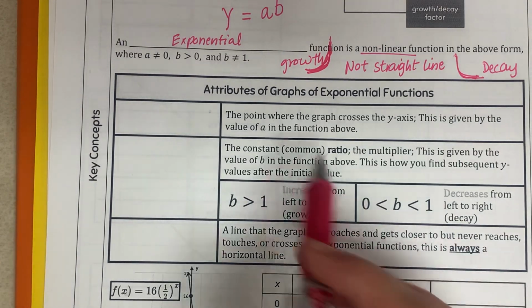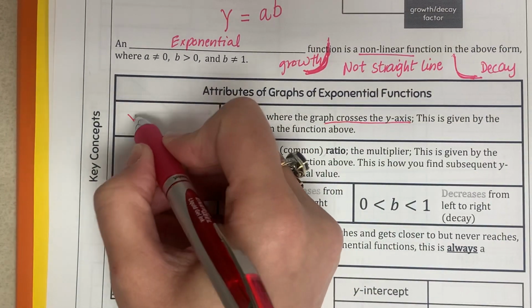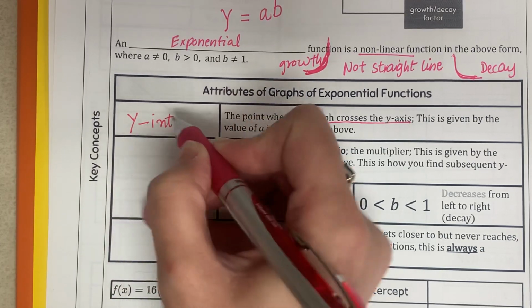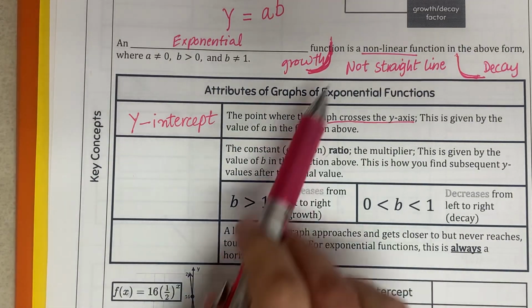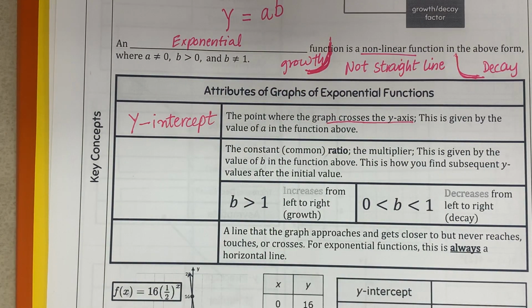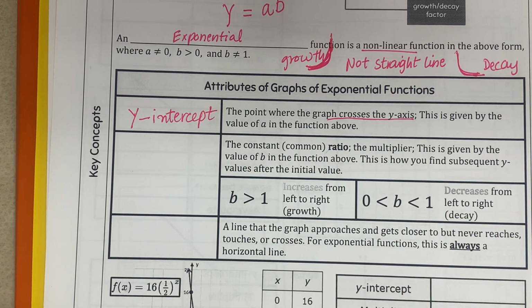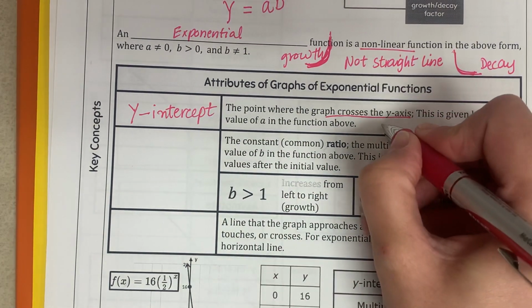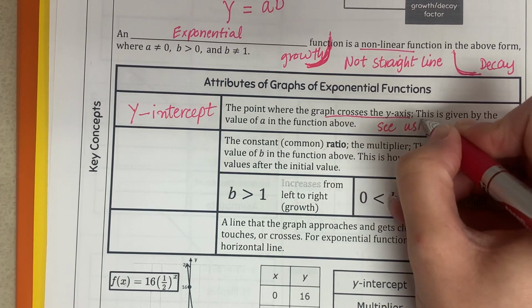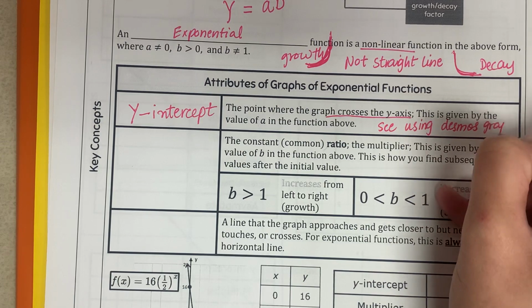The attributes are straightforward. The point where the graph crosses the y-axis. What do you think that point is? Y-intercept, which is given as a in the function. If you forget, the good thing about this one is you can put it in the Desmos calculator. You actually can see the y-intercept, and you will be able to tell the y-intercept using the Desmos graph.